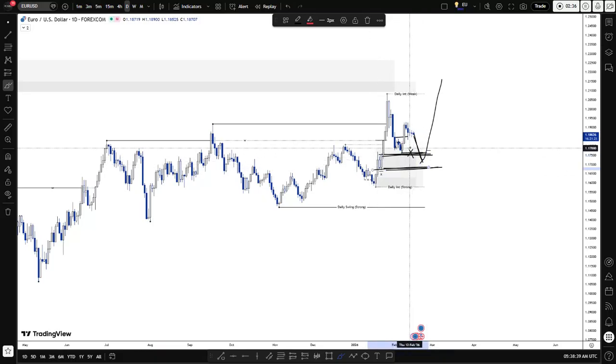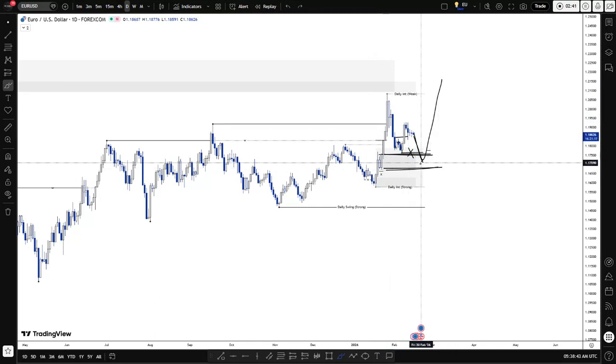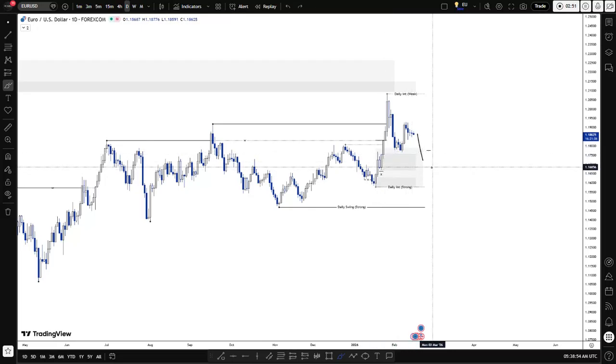Institutions will use the liquidity taken below that low for price to push up to fill their buy orders, you see. So it will be a great move if we see price liquidate this low for price to mitigate demand. So that's all for the daily time frame. Let's drop down to the 4-hour time frame, sorry.